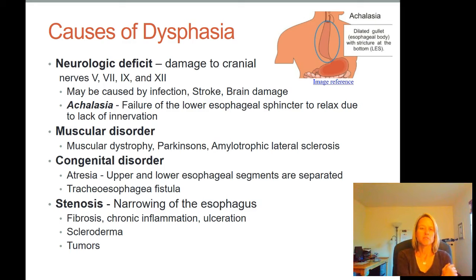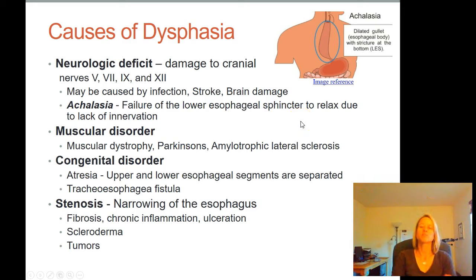Now, there are different causes of dysphagia. We can have a neurological deficit due to damage to cranial nerve 5, 7, 9, and 12, any of those, which can be caused by infection or stroke, brain damage. Achalasia is a particular term that refers to failure of the lower esophageal sphincter to relax, and this is due to a lack of neurological innervation. So we have a stricture essentially at the bottom here and a dilated esophageal body. This is one cause of dysphagia.